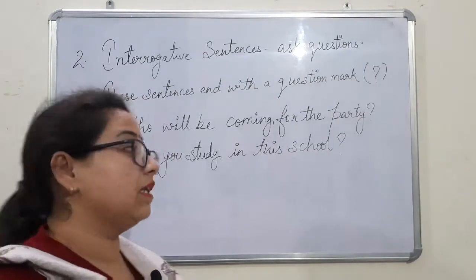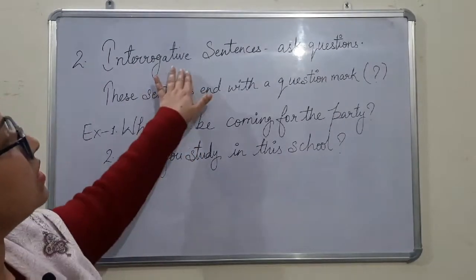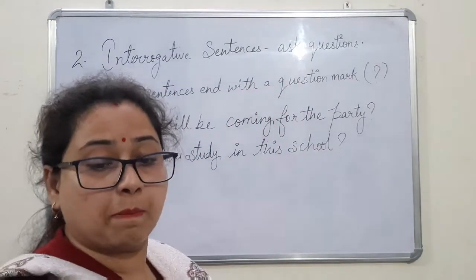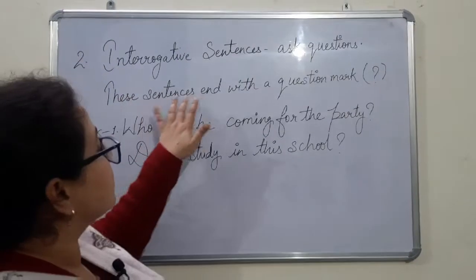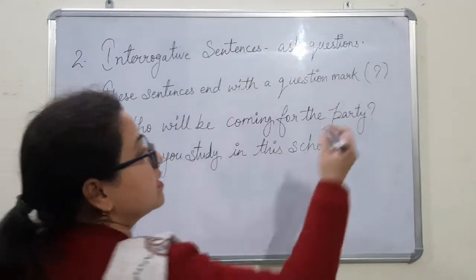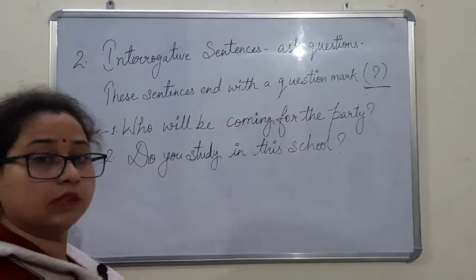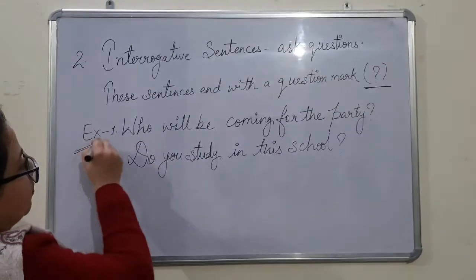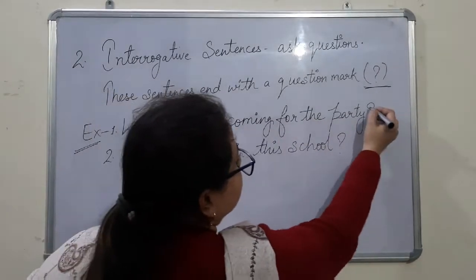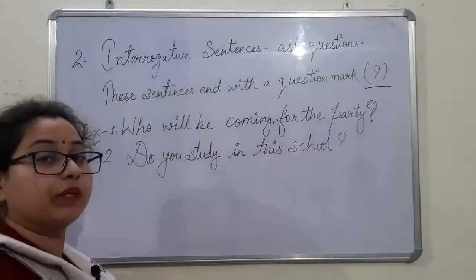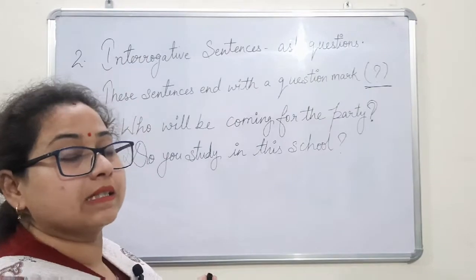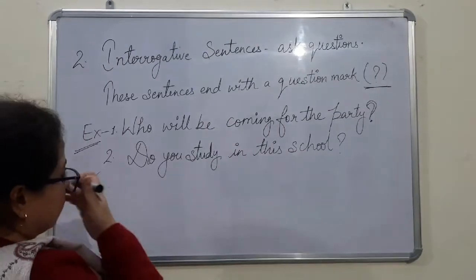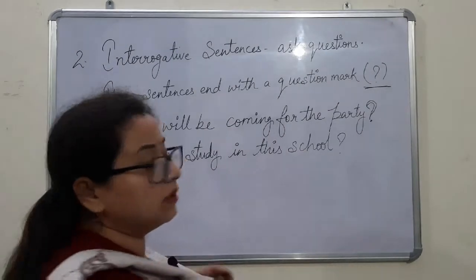The next is interrogative sentences. In these interrogative sentences, we ask questions. And these sentences end with a question mark. With the question mark, we end the questions, and that is what interrogative sentences are. Example, who will be coming for the party? And here is the question mark. When we ask something, it is included in interrogative sentences. The next example is, do you study in this school?